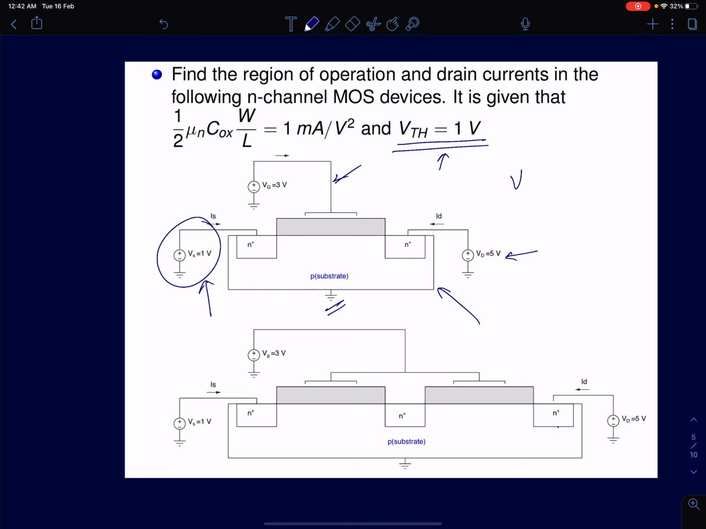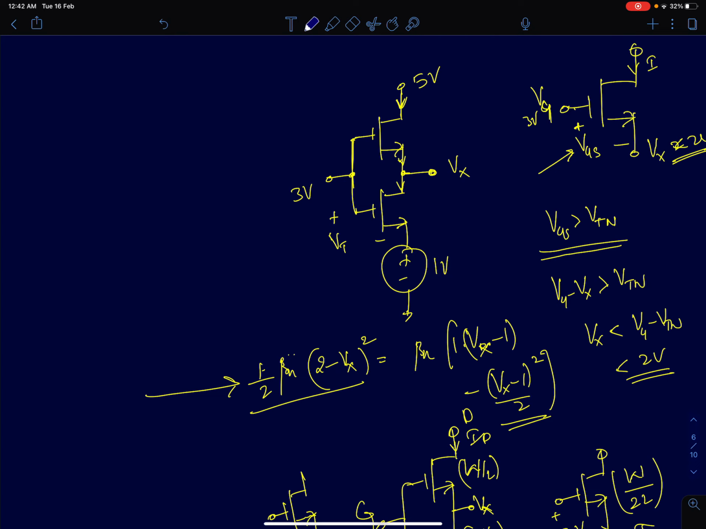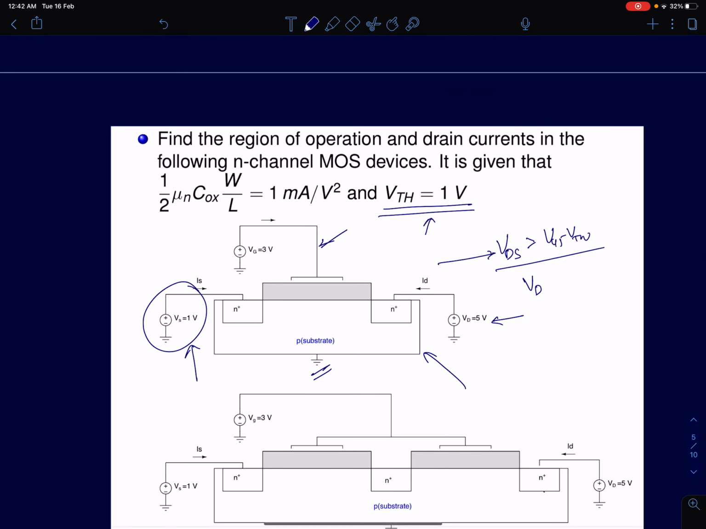First, to find the region of operation, you need to use the condition that VDS should be greater than VGS minus VTN. If this condition is satisfied, then you know the MOS device is in the saturation region. Because the source is common for both drain and gate, it's a single MOS device, I can write this as VD greater than VG minus VT. The gate voltage is at 3, minus VT of 1, that's 2 volts. So if your drain voltage is greater than 2 volts, the device is in saturation region. Here the drain voltage is at 5 volts, which means the device is in deep saturation region. It's properly biased in saturation.